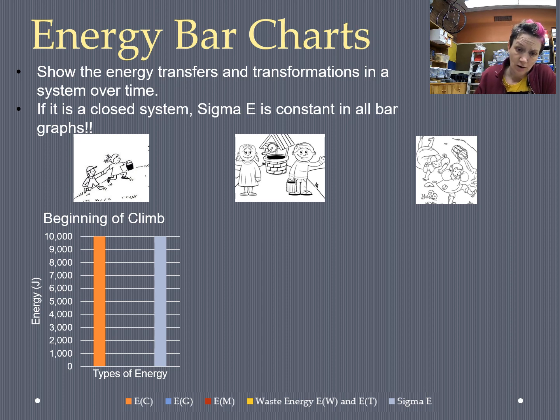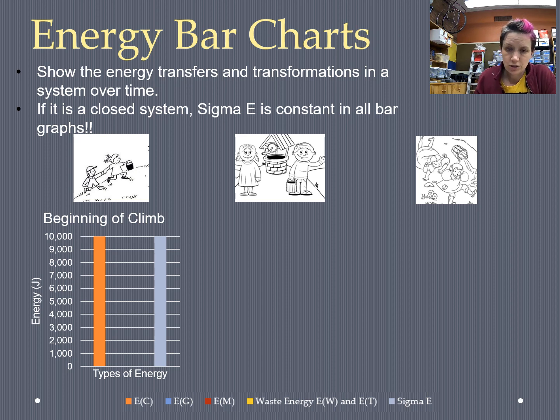Jack and Jill don't have any gravitational energy yet. They don't have any movement yet, and they haven't really created any waste energy. So far, the only kind of energy in our system is chemical energy, and that means the sigma energy is the same as the value of the chemical energy.